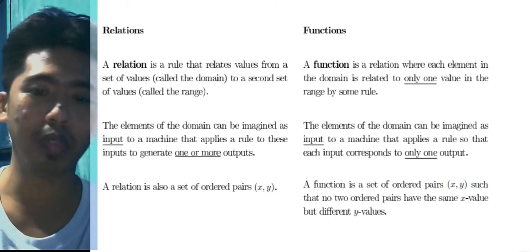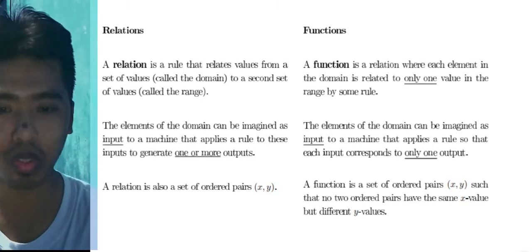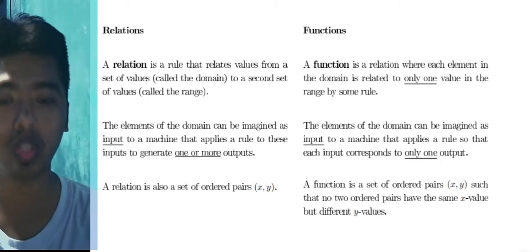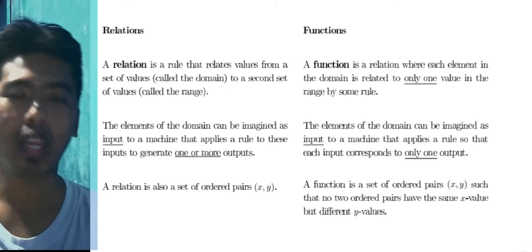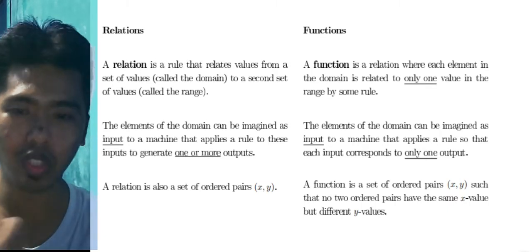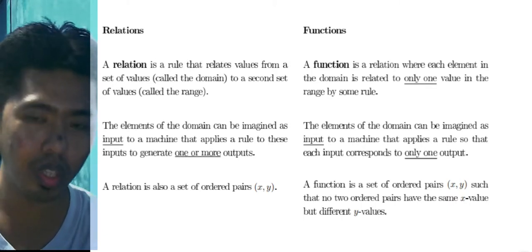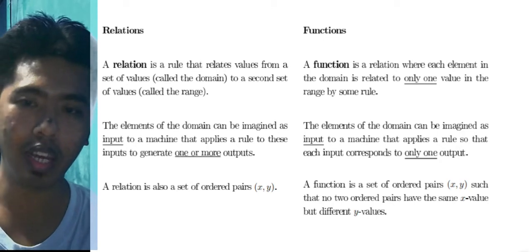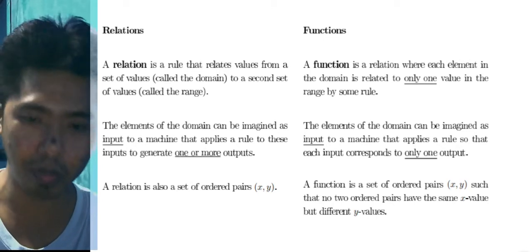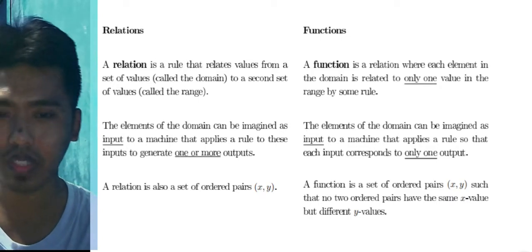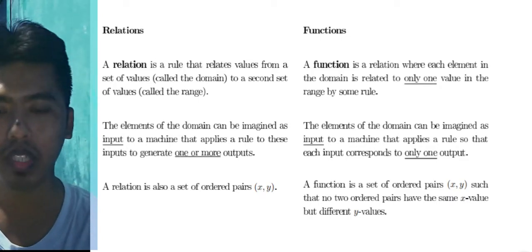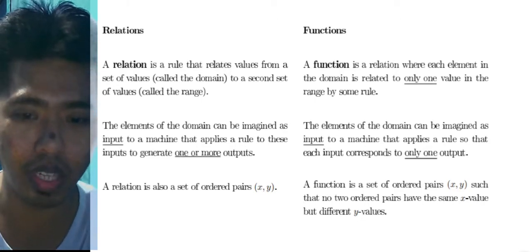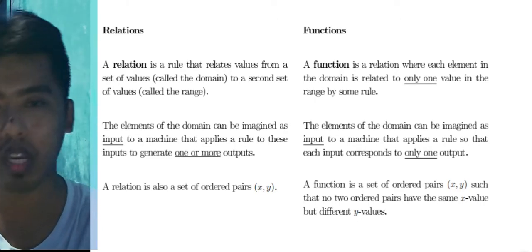The elements of the domain can be imagined as input to a machine that applies a rule so that each input corresponds to only one output. Again, if we say function, it should be only one output for every domain or every input. Now, a function is a set of ordered pairs x and y such that no two ordered pairs have the same x value but different y values.